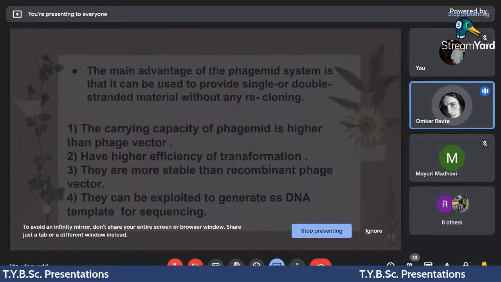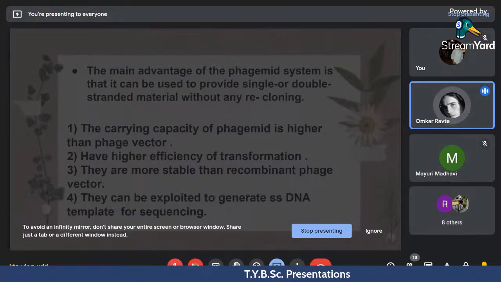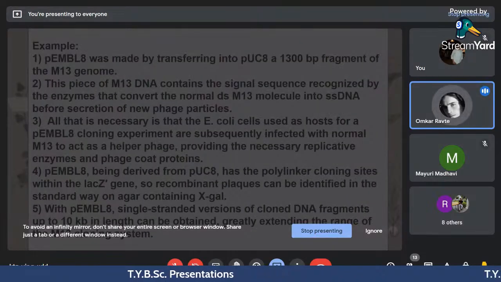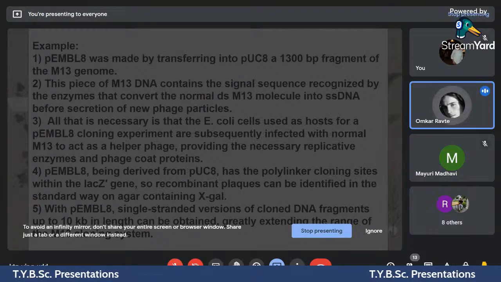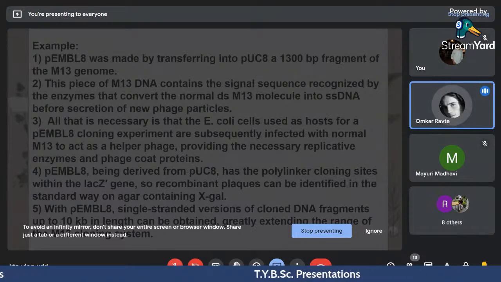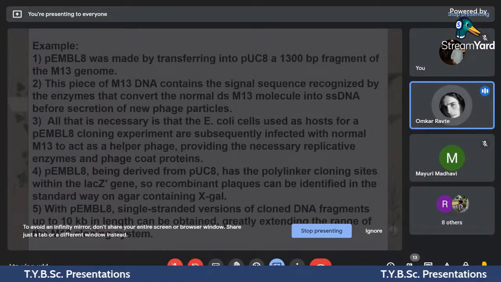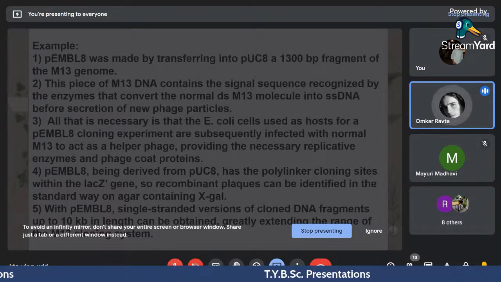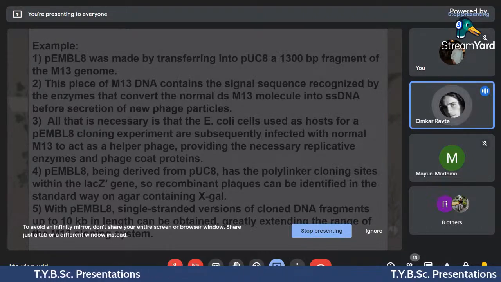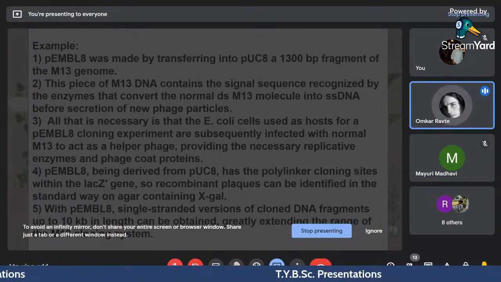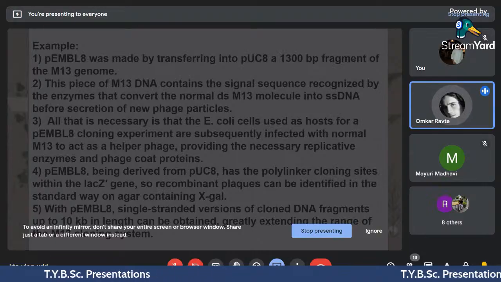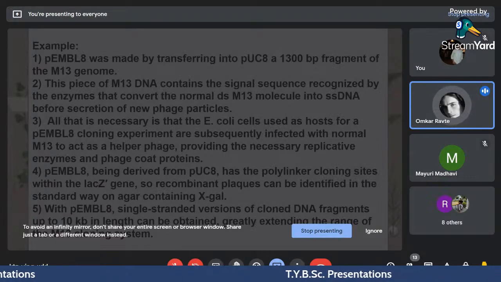Example: pEMBL8 was made by transferring into pUC8 a 1300 bp fragment of the M13 genome. This piece of M13 DNA contained the single sequence recognized by the enzyme that converts the normal double-stranded M13 molecule into single-stranded DNA before secretion of new phage particles. All that is necessary is that the E. coli cells used as host for a pEMBL8 cloning experiment are subsequently infected with normal M13 to act as a helper phage, providing the necessary replicative enzyme and phage-coded protein.